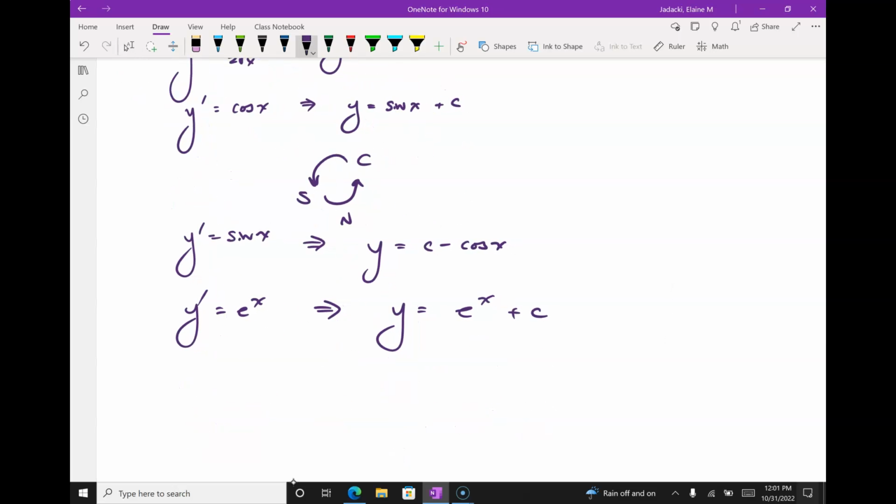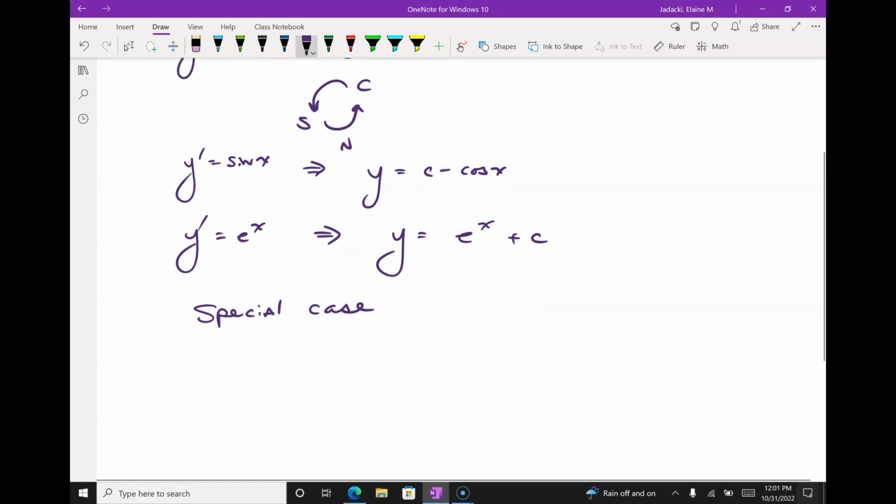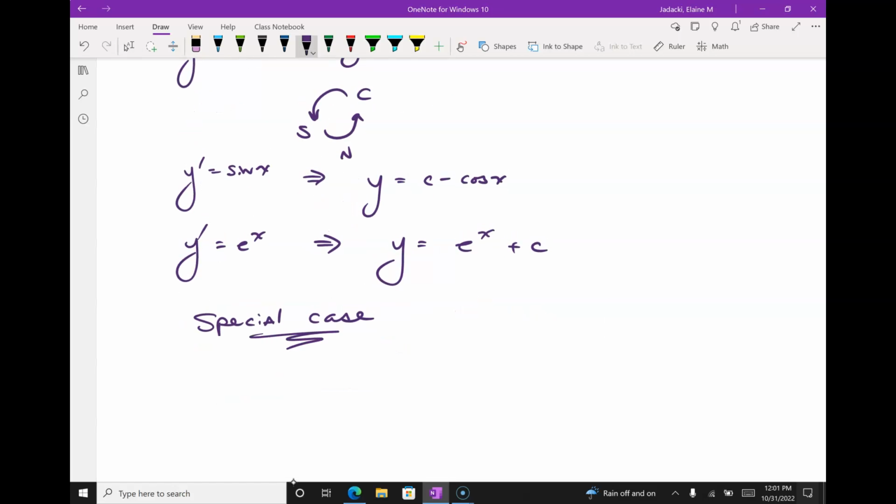There's one special case. Everybody okay here? This is easy, right? Those optimization problems are not easy, very long, but this is, at least we get a little break with this, right? So one special case of this is if y prime is 1 over x, y is the ln of the absolute value of x.